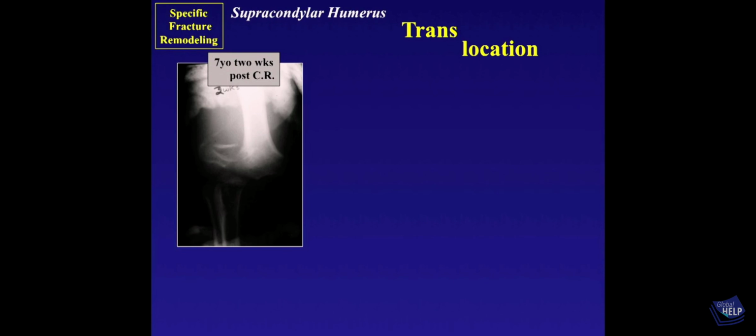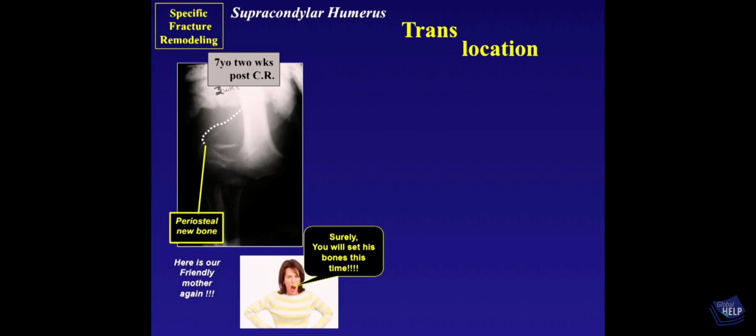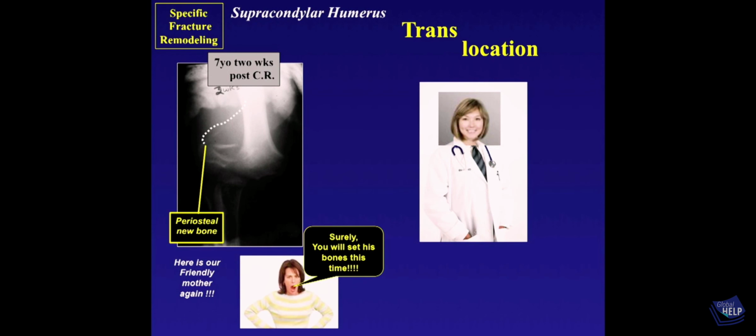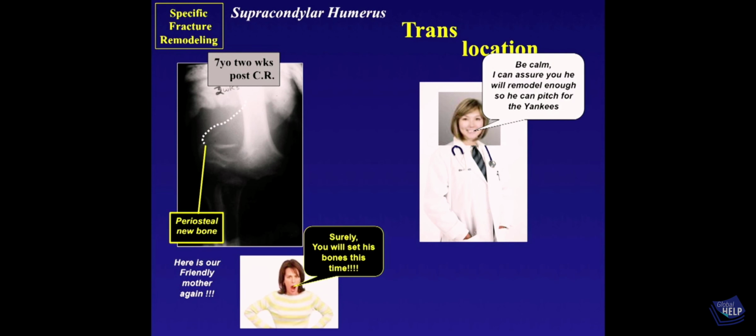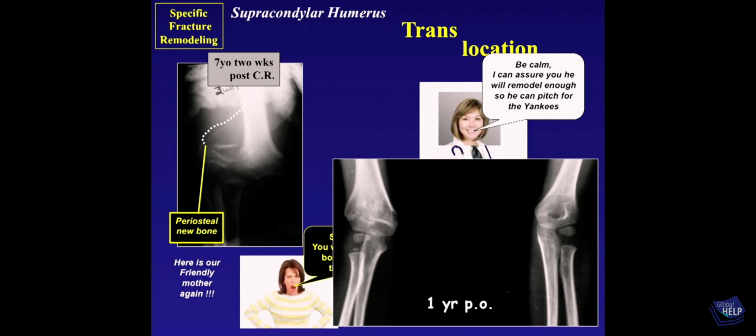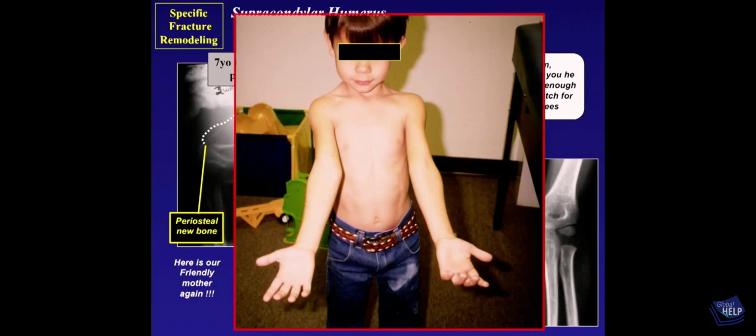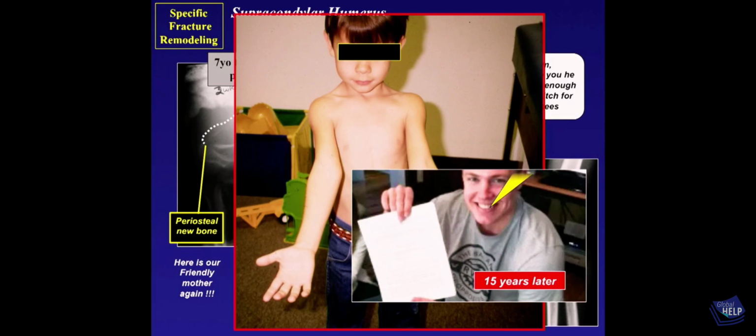Now, here's another one that showed up at 2 weeks with simple translocation, as you can see, a periosteal new bone formation. And here's our friendly mother again. And she says, surely you're going to set the bones this time, because he has the potential to be good in sports. And the doctor says, be calm. I can assure you that he will remodel enough that he can pitch for the Yankees. And sure enough, he did remodel, and you can see here he is. And here he was 15 years later, and he signed a $1 million bonus.